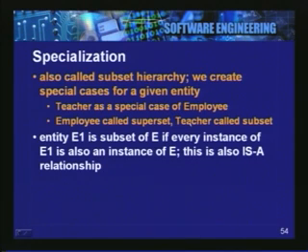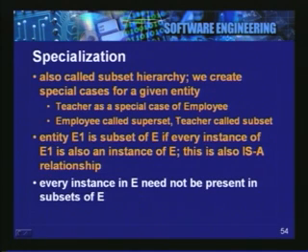So, every entity E1 which is a subset, every occurrence of such entity E1 must also be an occurrence of E. Every instance of E on the other hand need not be an instance of E1. That means every employee need not be a teacher, whereas every teacher must be an employee. This means that teacher is a special case of employee. Being a special case, there may be more employees who are not teachers, but every teacher has to be an employee. This is the precise meaning of specialization.